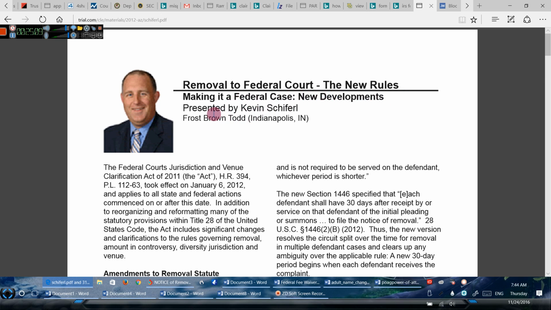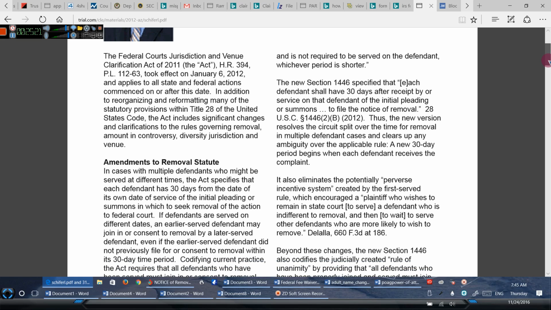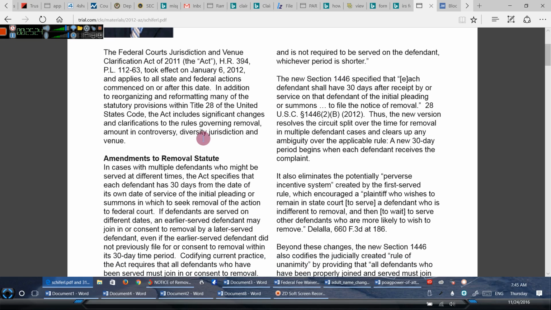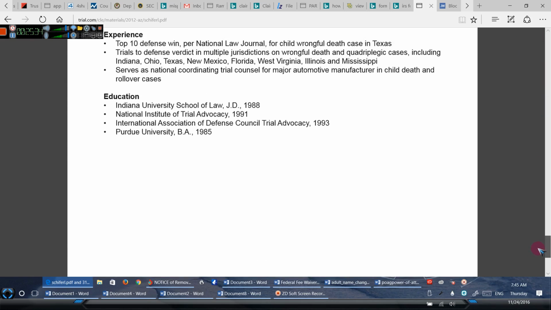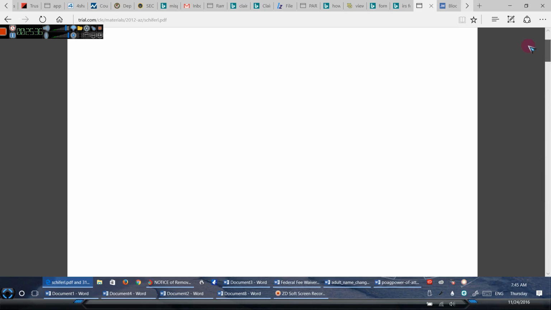New developments. Is presented by Kevin Sheriffo. Or Sherifer. Okay? Guess what, ladies and gentlemen? It's Indianapolis. They got new rules. Amendments to removal statute. Let's read this if y'all don't mind, because I said this is about research, ladies and gentlemen. I want y'all to pay attention. We ain't reading all of this. Told y'all I hate reading.